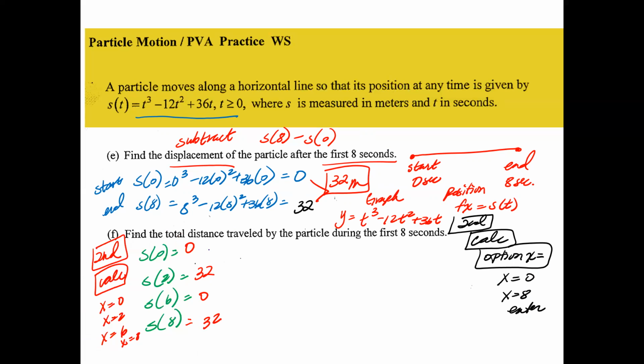So I will have to find the spaces in between them. 32 to 0 is going to be 32 meters. From 32 back to 0, it's kind of like I went back home, so 32 meters. From 0 to 32, 32 meters. So then if I just add them all together, my total distance traveled is 96 meters for the entire trip.